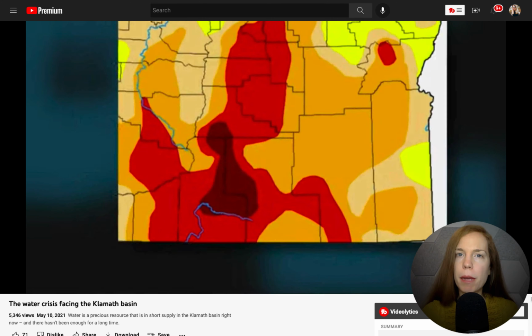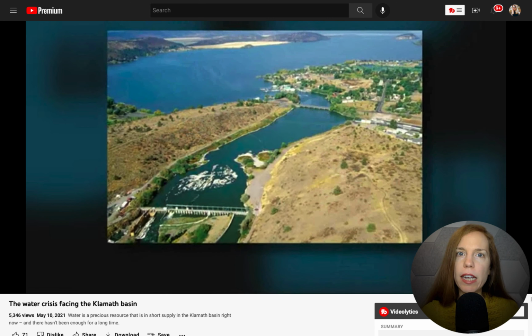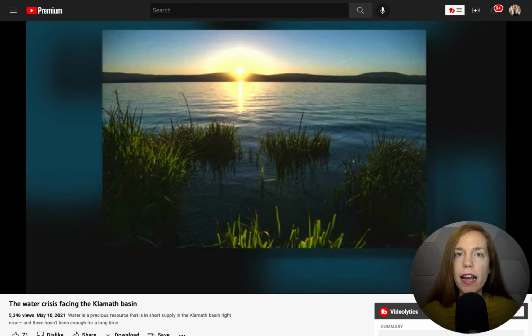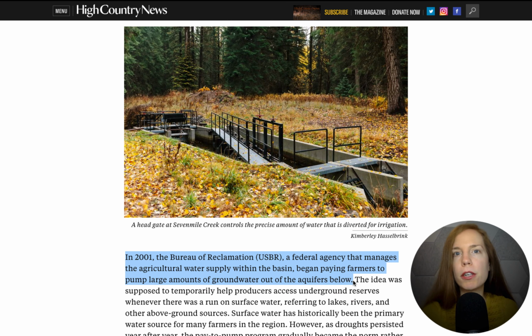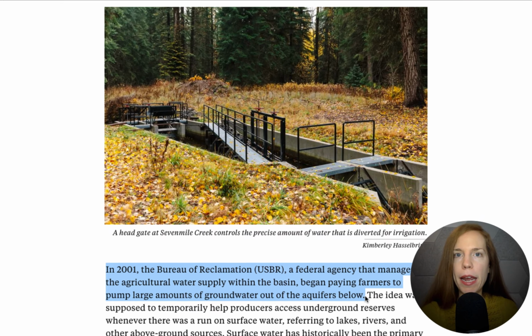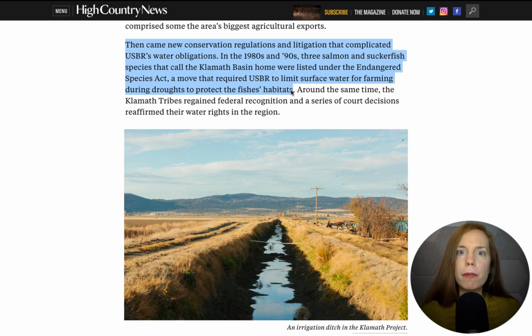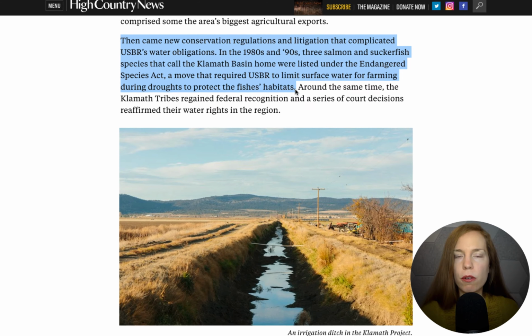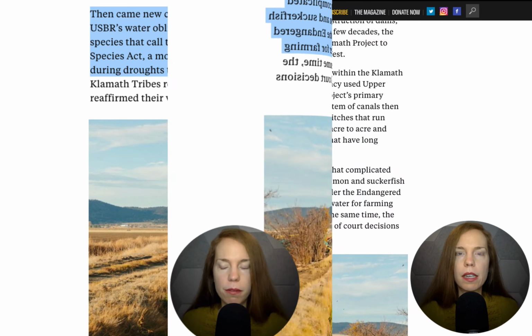It was recently hit by a multi-year drought, which shows no sign of letting up. But for the past 2 decades, the Bureau of Reclamation has also been lowering its groundwater table. In 2001, the Bureau of Reclamation, or the federal agency that manages the agricultural water supply in the region, began paying farmers to pump groundwater. This was supposed to be a temporary stopgap measure to tide over farmers when new regulations came into effect to protect surface water for the collapsing salmon population.